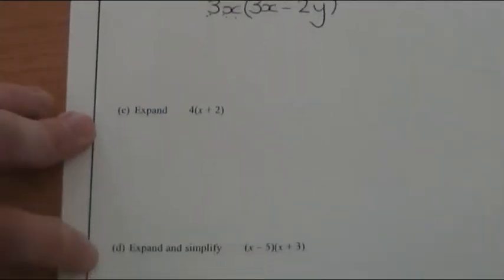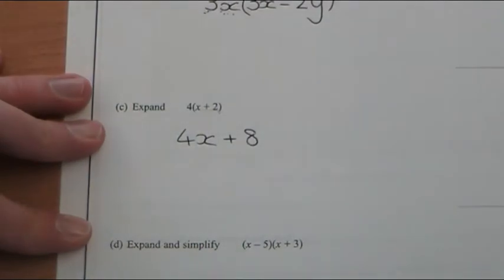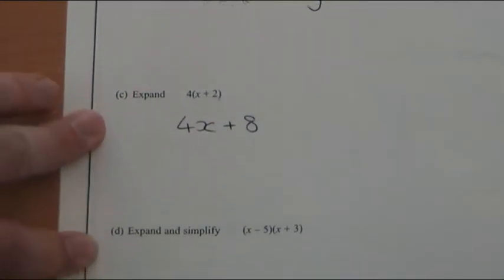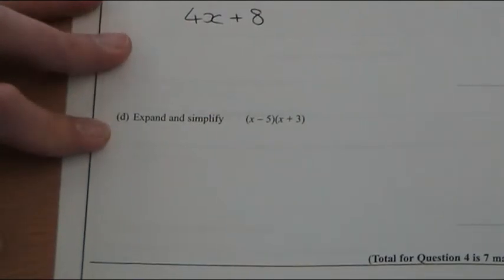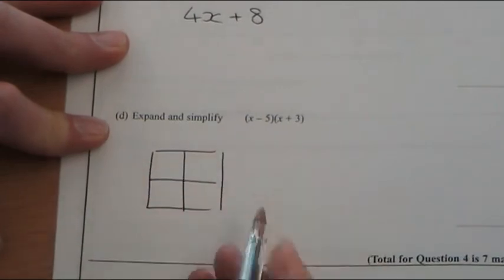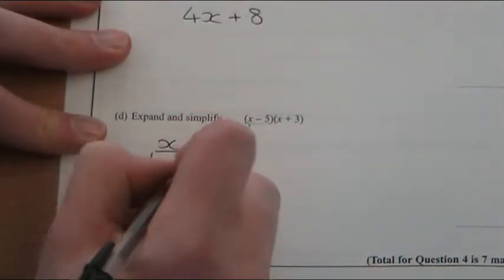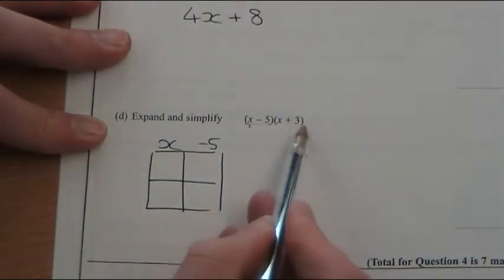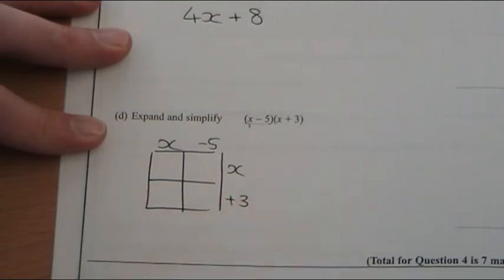Part C, we're asked to expand, so it's 4 lots of this bracket, so 4 lots of x, and 4 lots of 2, which is 8. And the very last one, expand and simplify. So this is a bit harder. Most people these days tend to use this sort of method. Because this has already been partitioned, we put this bracket, x and minus 5, and we put this bracket down here. So we've got x and a positive 3.